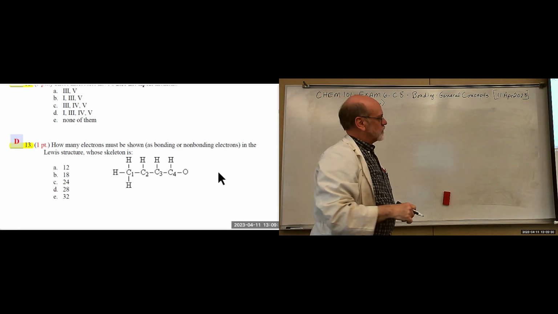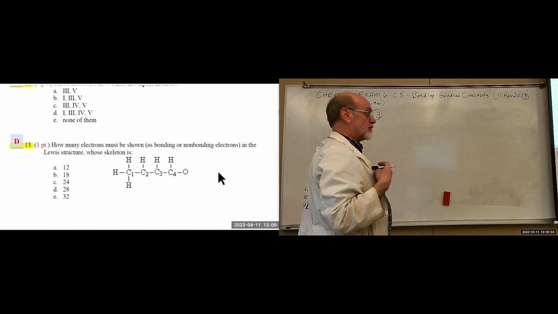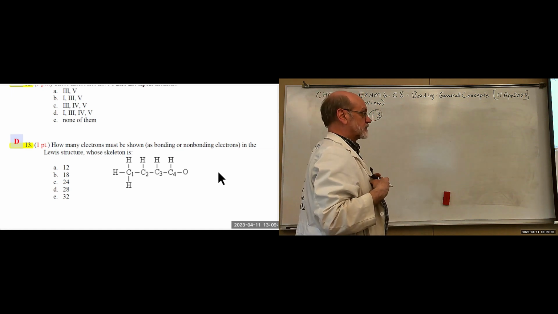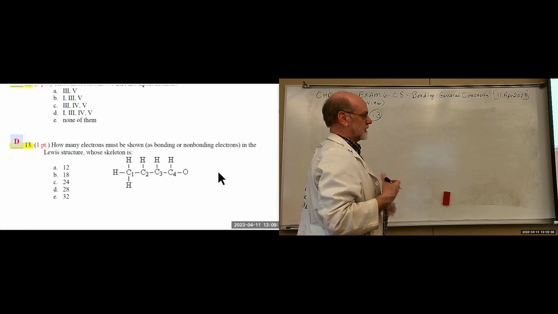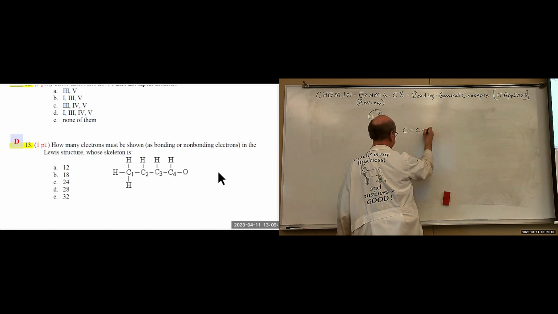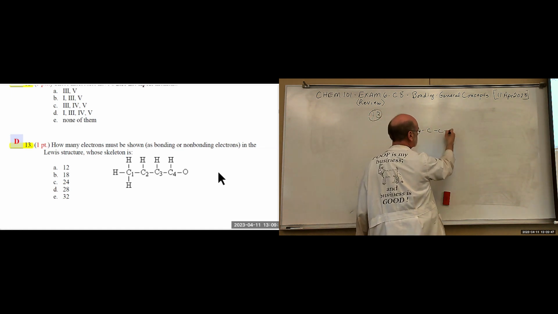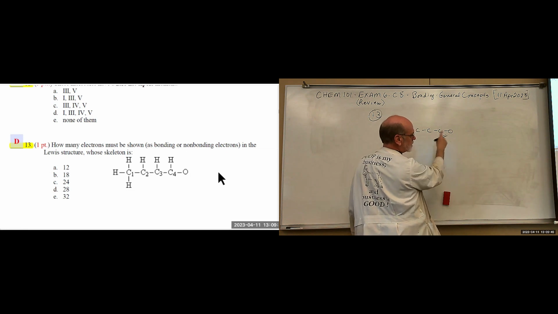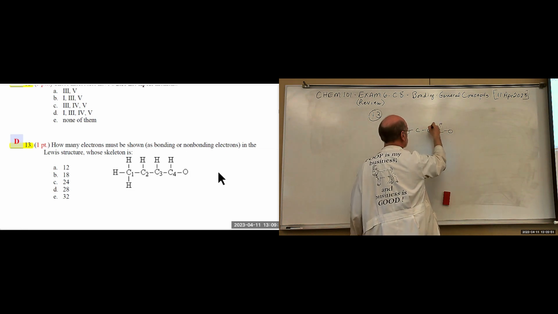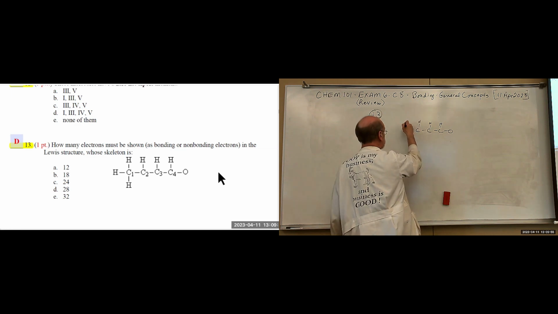Let's see if this one's straightforward. How many electrons must be shown as bonding or non-bonding in the Lewis structure whose skeleton is? All right, we got 4 carbons, and then we have an oxygen on the end. And we have 3 hydrogens here, and then 3 around this one.